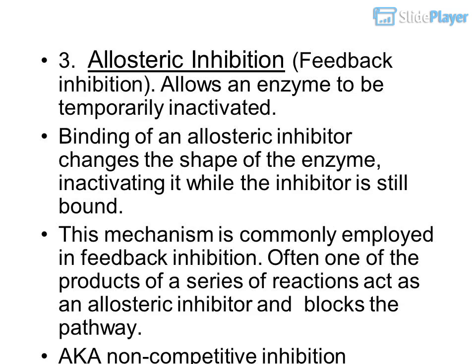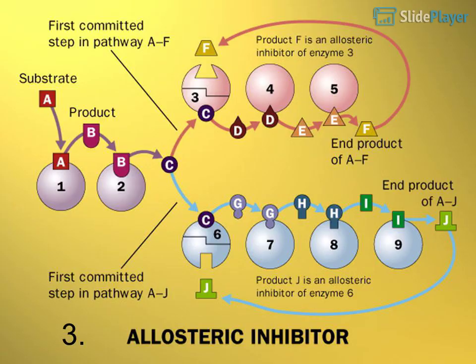3. Allosteric inhibition, feedback inhibition, allows an enzyme to be temporarily inactivated. Binding of an allosteric inhibitor changes the shape of the enzyme, inactivating it while the inhibitor is still bound. This mechanism is commonly employed in feedback inhibition. Often one of the products of a series of reactions acts as an allosteric inhibitor and blocks the pathway, also known as non-competitive inhibition.